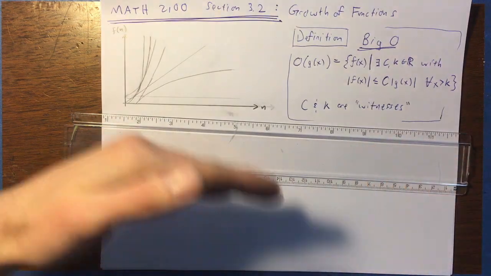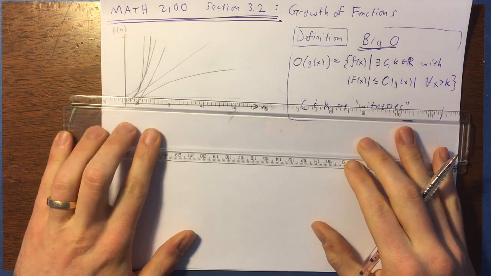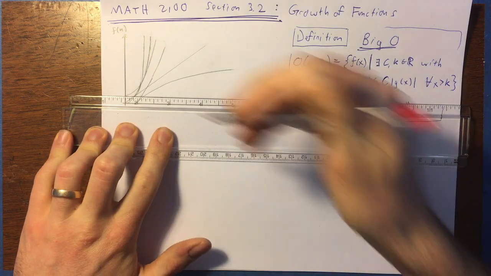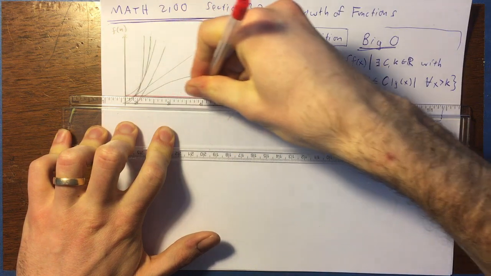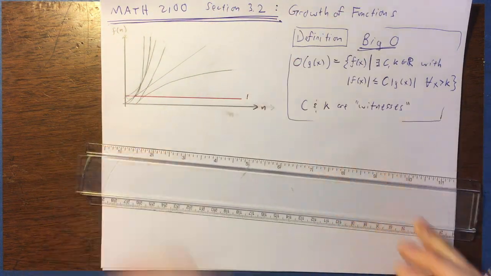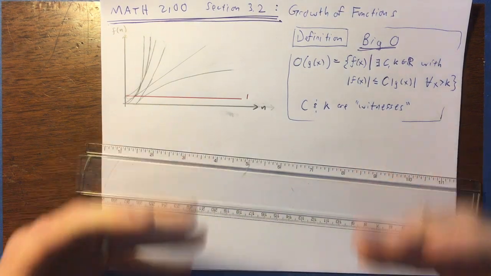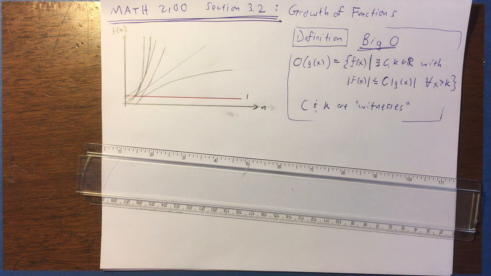So of these functions, the one that has the lowest growth rate is a constant function. So the first thing I'm going to do here is plot in red my constant function. There's my constant function. Let's call that 1. Okay, 1, like y equals 1, is a function that doesn't grow at all. So that's the slowest growth you can have, which is no growth at all.